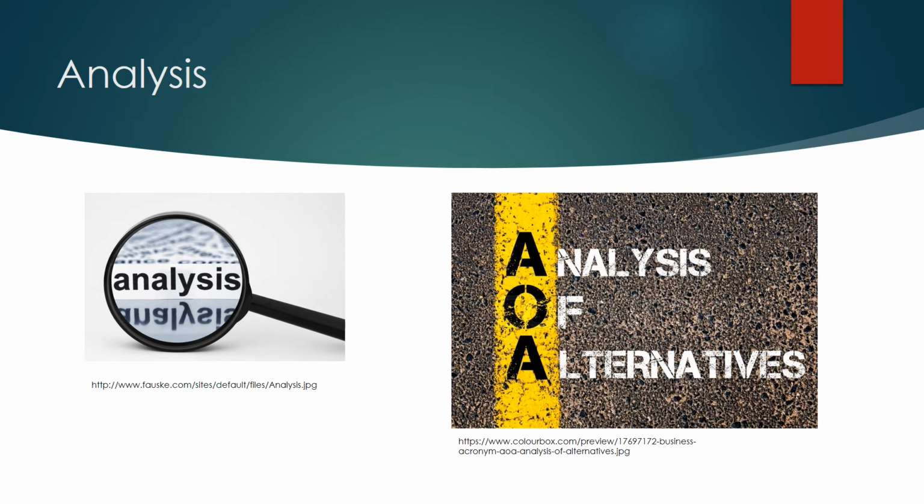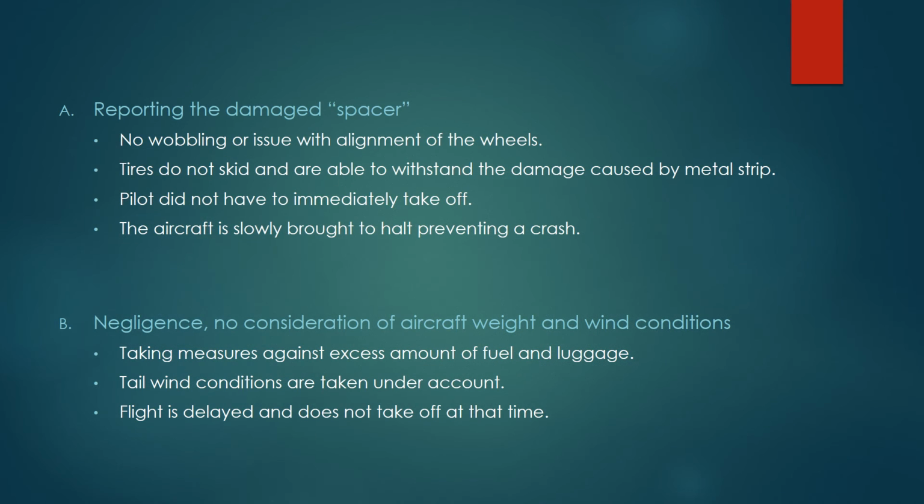Discuss the analysis of alternative approaches. A. Reporting the damaged spacer. This means that the issue will be resolved and the aircraft will not wobble when it passes over a metal strip. There will be no skidding, so the pilot will not be forced to take off, as he can slowly bring the plane to a halt if required.